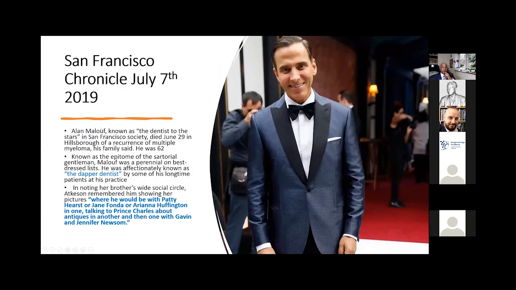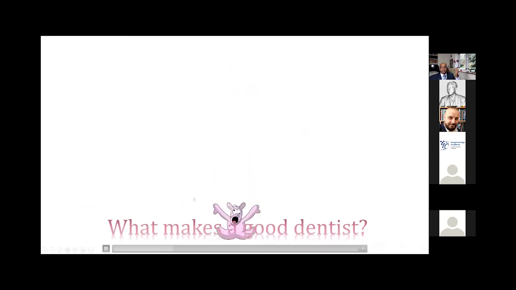But sadly, the poor gentleman passed away that same year. But his sister said, and he was a dapper dentist, so in other words, he dressed extremely well, but his sister said, where he would be with Patty Hearst, Jane Fonda, Arianna Huffington, Prince Charles, I mean, he was a man with the stars. So does that make a good dentist, was the question. So the key question for the first part of this lecture is, what makes a good dentist?